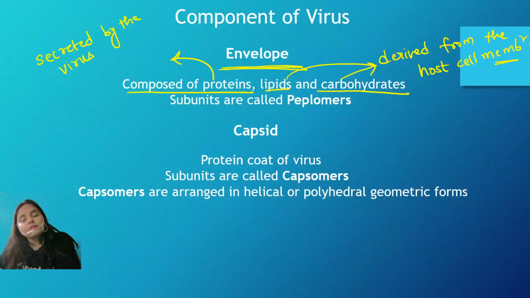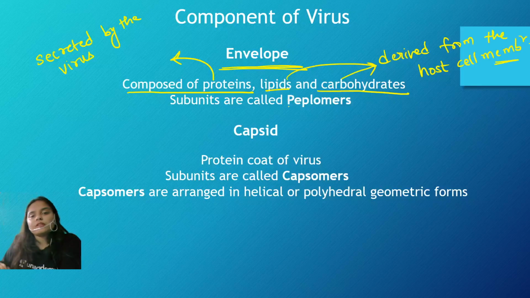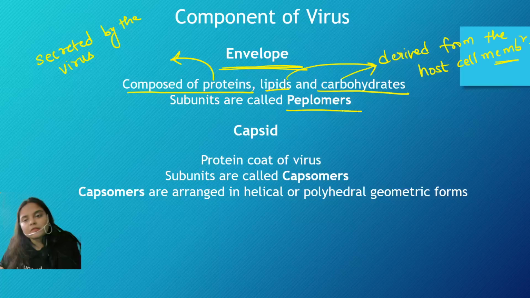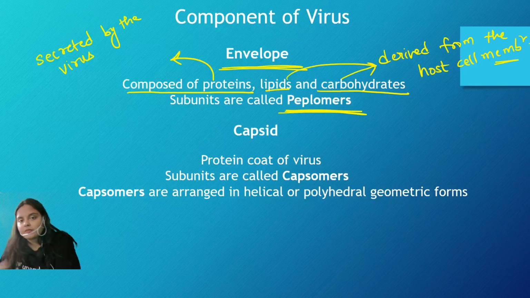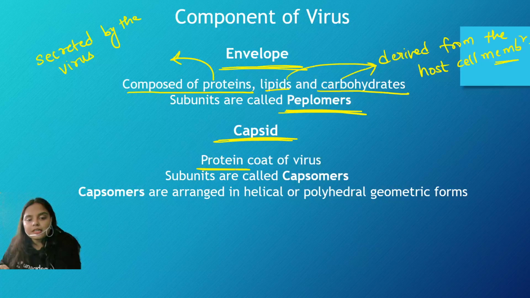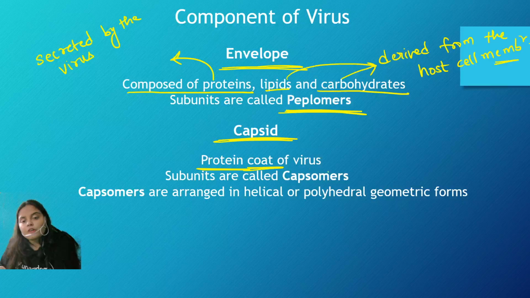Various small subunits of the envelope are present, and the subunit of the envelope is known as the peplomer. So peplomer is what? Subunit of the envelope. And in those cases where envelope is absent, they will be termed as the naked virus. So in naked virus, the outermost structure is the capsid, that is the protective coat which is made up of protein. So protein coat of virus.